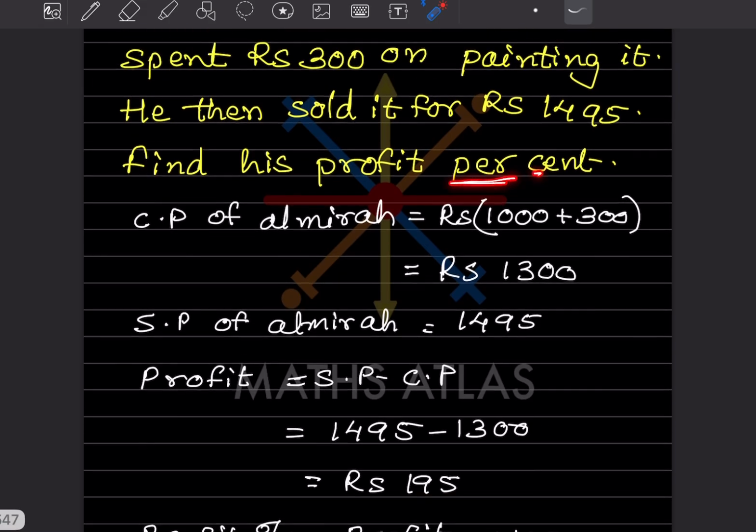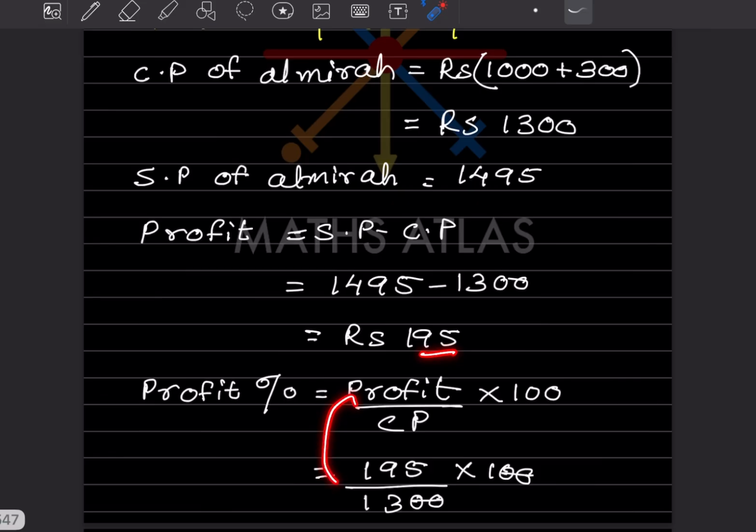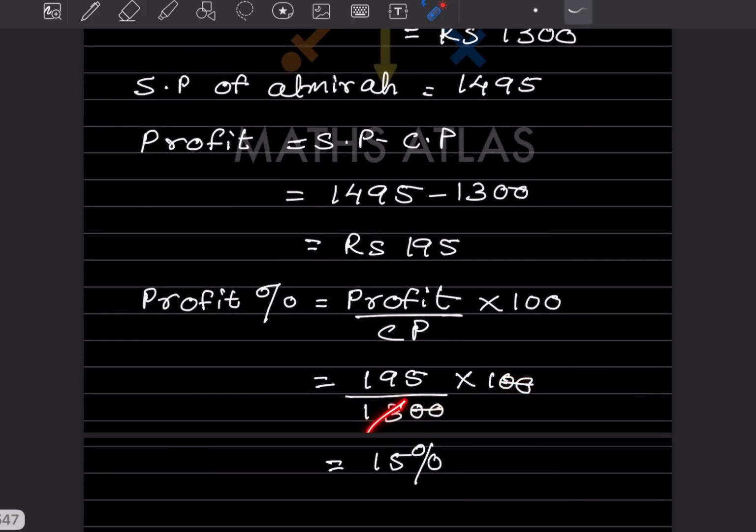But they have asked for the profit percentage. So what are you going to do? You are going to use the formula for profit percentage, that is profit divided by CP into 100. So profit is 195 divided by CP is 1300 into 100. So this and this get cancelled. When you simplify this, you get 15%.